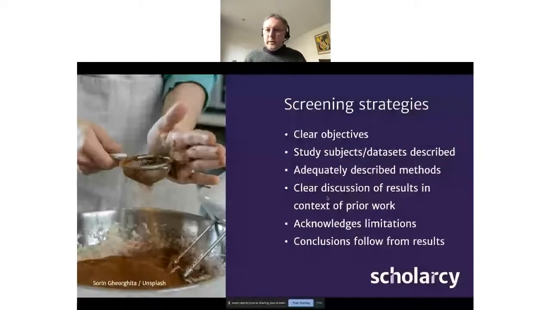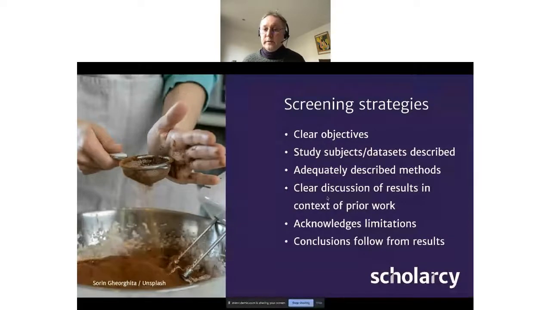And in terms of screening then, this is a useful checklist that you can use when you're screening each of the papers to include in your literature review. Does the paper clearly state its goals? And do they describe their study subjects or data sets? Not all papers will have human participants. Some of them will be modeling papers or theoretical papers where they'll be working with a data set or somebody else's data. Are these adequately described?